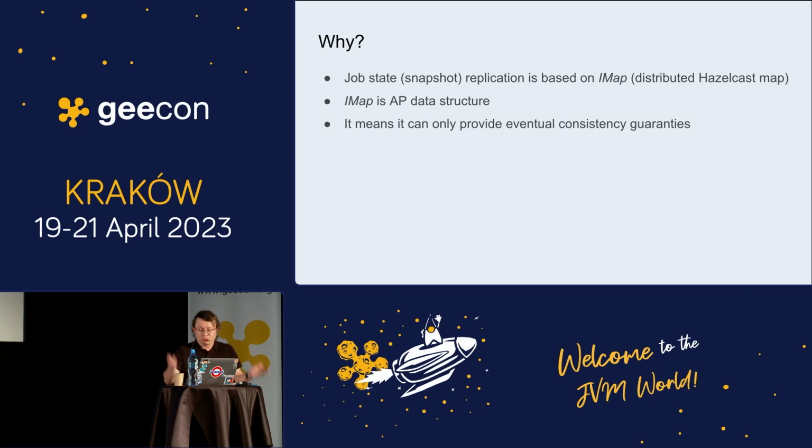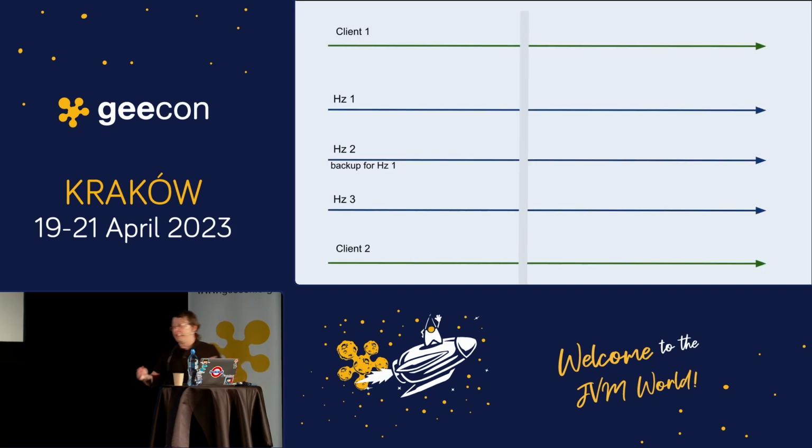What we can do to fix this, we should implement some more sophisticated mechanism that I will describe a little bit later. And let's now understand why this AP data structure fails. For example, let's take our cluster with 3 Hazelcast nodes, 1, 2, 3, and take 2 clients.